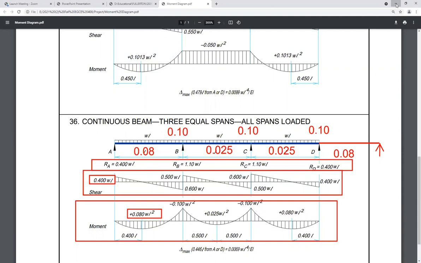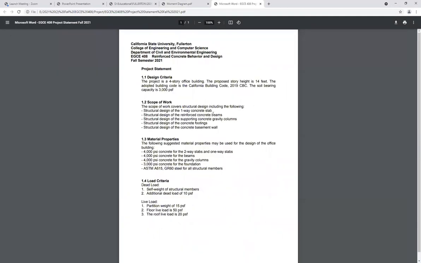It says here, Crouch's statement. What concrete strength do you want to use? So listen here. You're going to be doing the slab design. It says here 4000 psi. What reinforcing bars? Grade 60, right? By default, it's going to be grade 60. Okay, load criteria. I'm going to have dead load, self weight of the structural member. So for the slab, you're going to figure out the slab thickness and then figure out the weight. You have additional dead load of 10 psi.